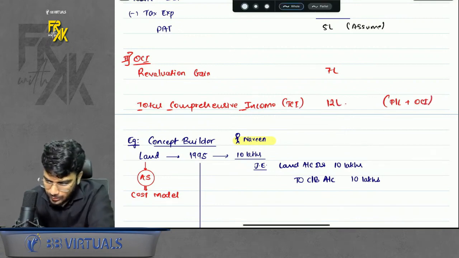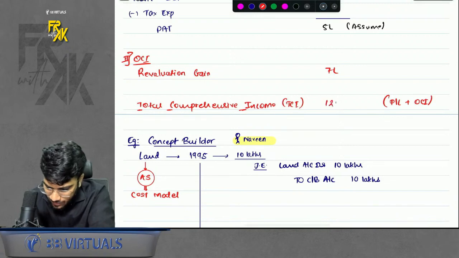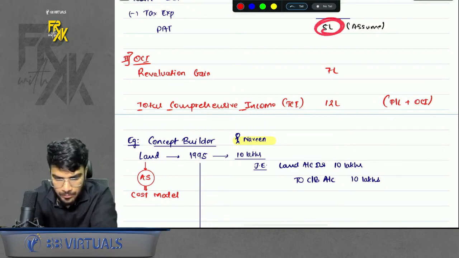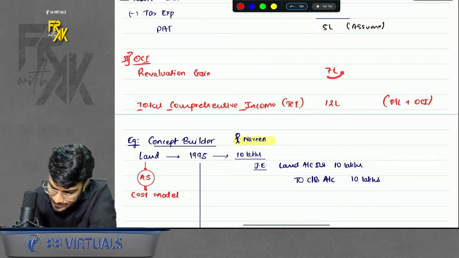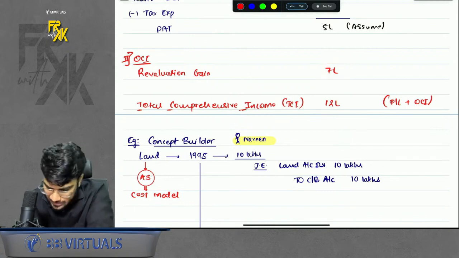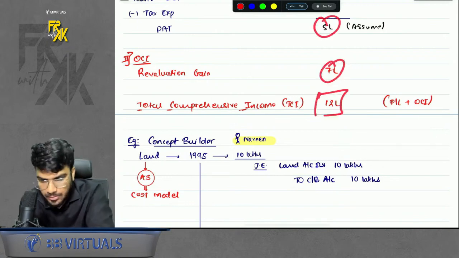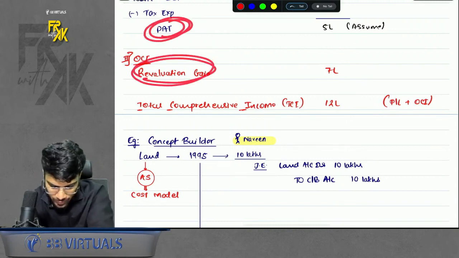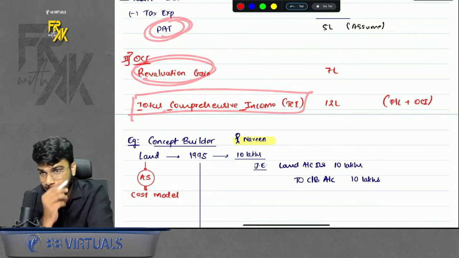So see, now the format has been drafted in such a smart way that the shareholder can see all the impacts within one column itself. He can see the profit from the core business, he can see the unrealized profits, he can see the total profitability of the company, right? So P&L profit plus OCI profit will give you TCI, total comprehensive income.